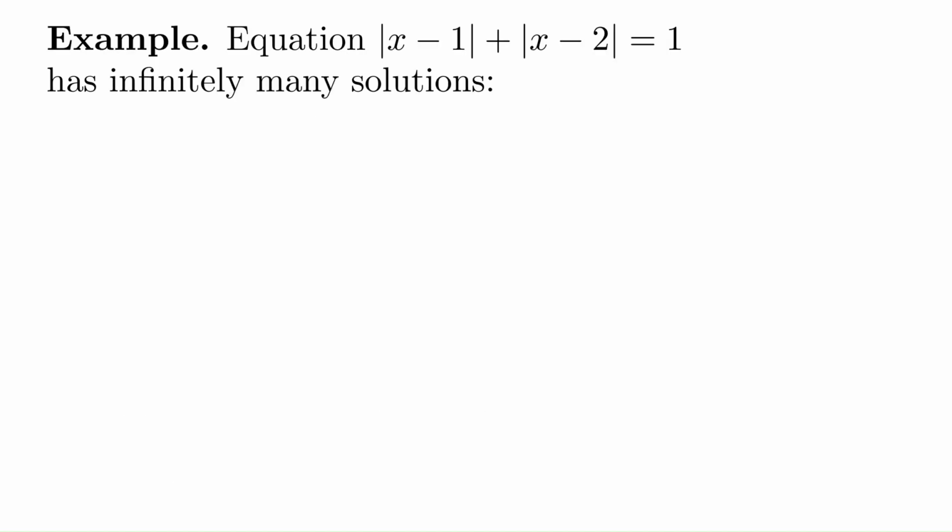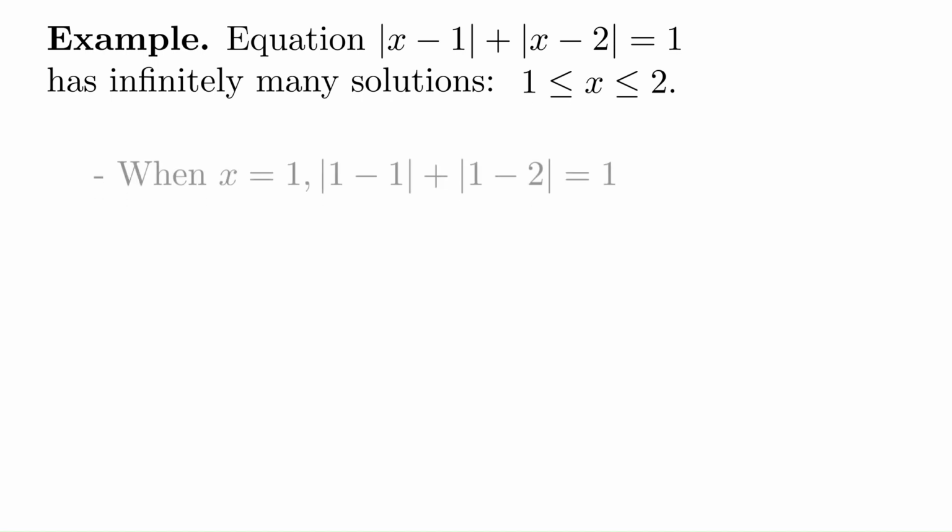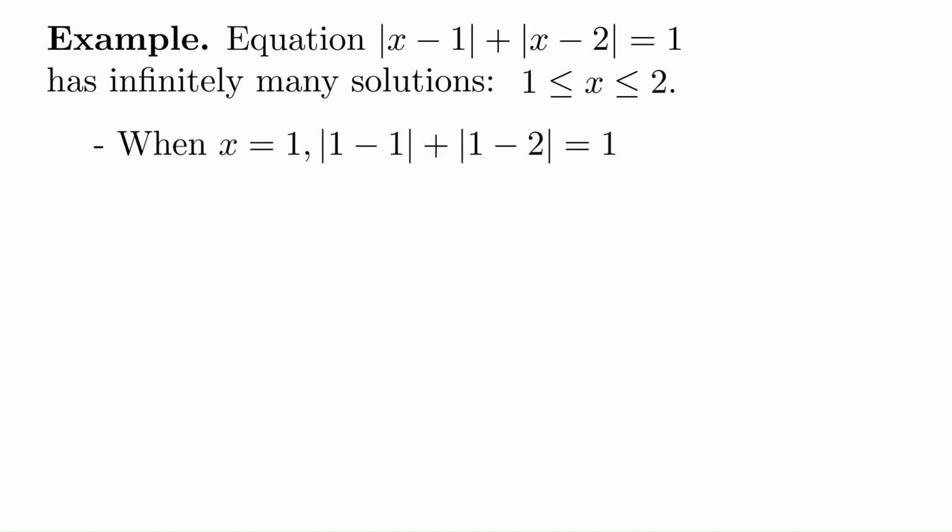Example: the equation absolute value of x minus 1 plus absolute value of x minus 2 equals 1 has infinitely many solutions. All real numbers x between 1 and 2 are solutions of the equation. We can check a few numbers. First, when x equals 1, plug it in, the equality holds.